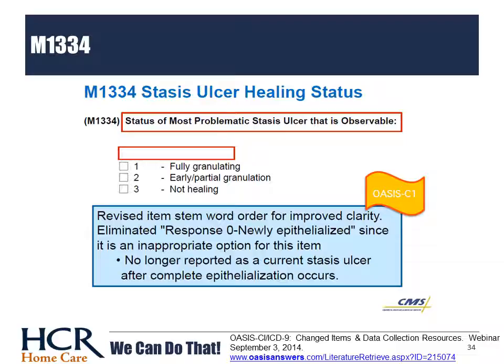But stasis ulcers heal through granulation, so the only appropriate scores for the status of a stasis ulcer are fully granulating, early partial granulation, or not healing. So in OASIS C1, that 0 option of newly epithelialized has been removed, which is very appropriate because it's not accurate to say that a stasis ulcer is healing through epithelialization.